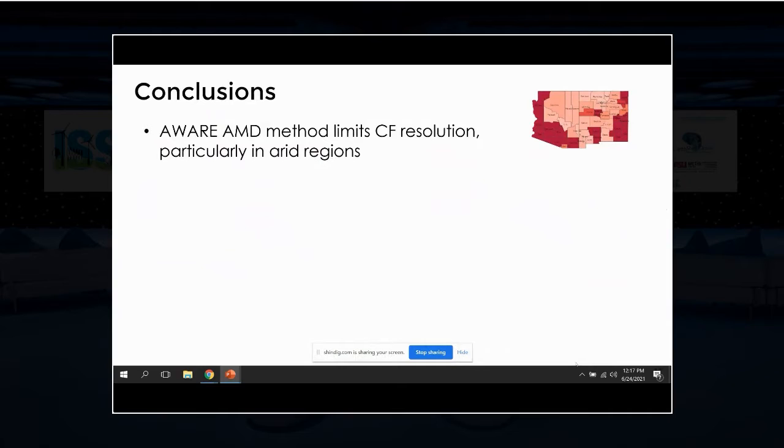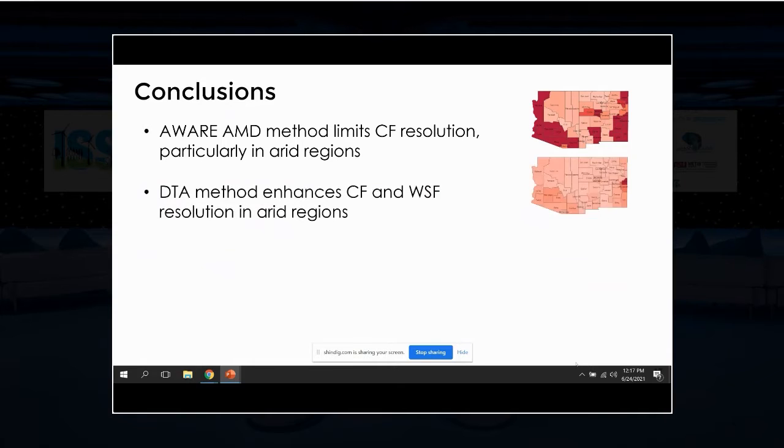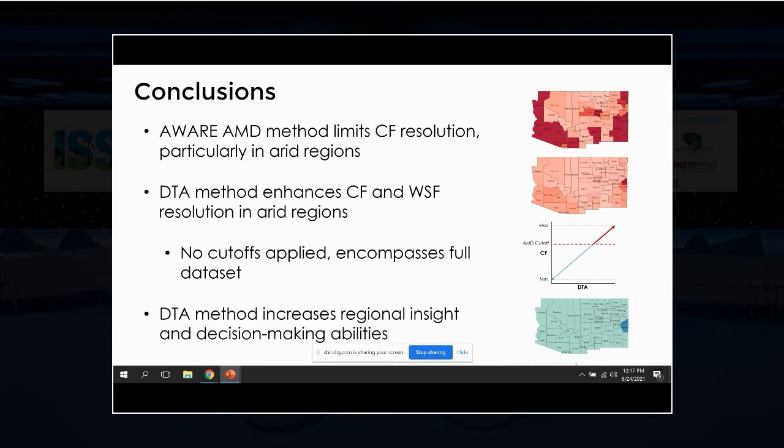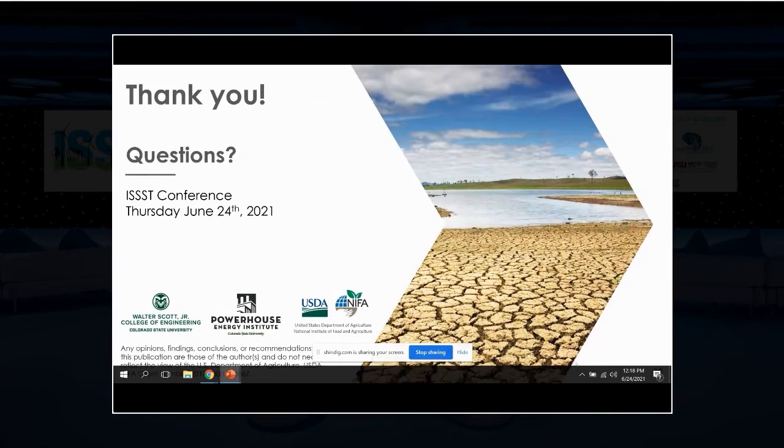So just to wrap up here, the AWARE A&D method limits characterization factor resolution, particularly in arid regions, because it doesn't account for demand greater than availability. The DTA method increases this resolution in arid regions because it doesn't apply cutoffs and it encompasses the full data set, including those locations where water demand is greater than availability. And looking at the guar case study, we see that the demand to availability method increases regional insight and decision-making abilities. So I think that's everything that I wanted to show today.